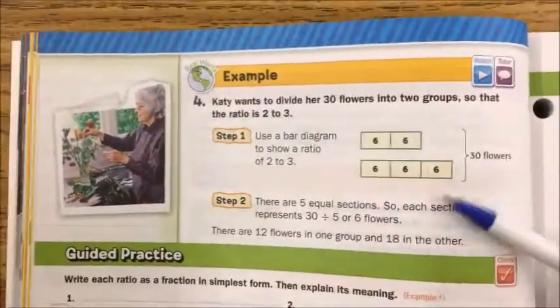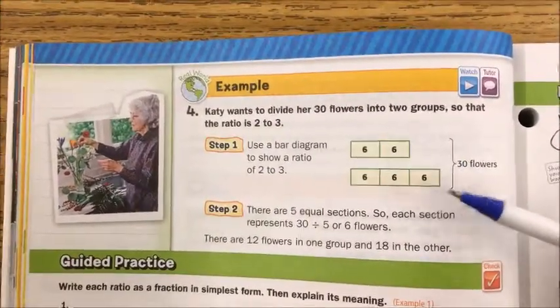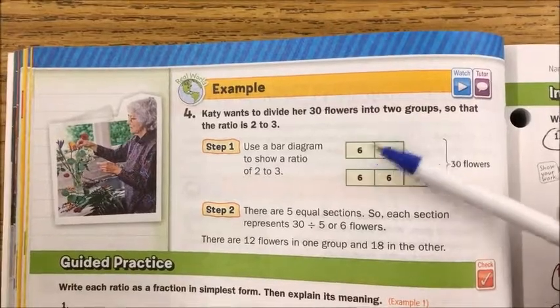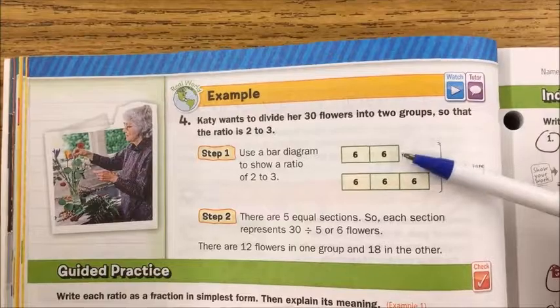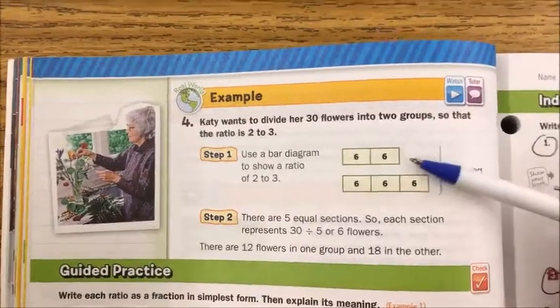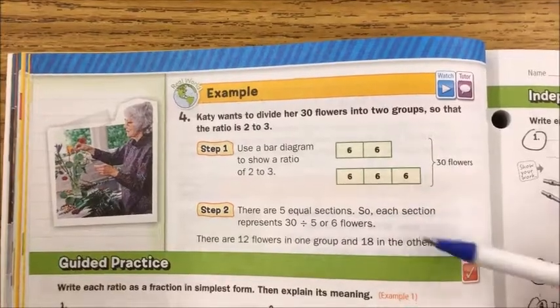So this lady had 30 flowers. She was putting them into 2 groups with a ratio of 2 to 3. 30 divided by 5 different little sections was 6 in each section. So one section with the 2 groups had a total of 12 flowers, and the section with the 3 groups had a total of 18.